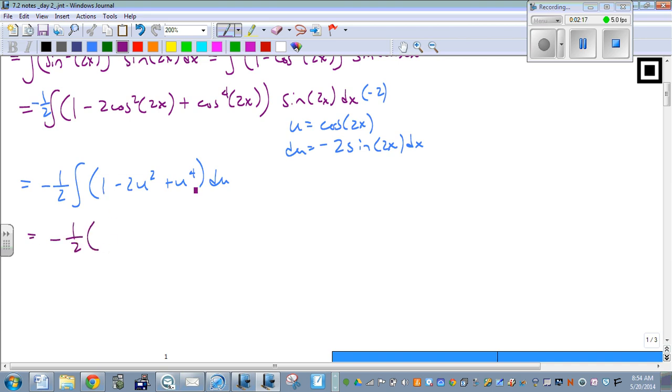We've got that negative 1/2 out in front. Antiderivative of 1 du is going to be u minus antiderivative of 2u squared. We add 1 to the exponent, divide by that new exponent, so we get negative 2/3 u cubed plus, we've got u to the fifth, divided by 5 or multiplied by 1/5, plus c. So our final answer, we want that in terms of x, so we can put cosine of 2x back in for all of the u's.